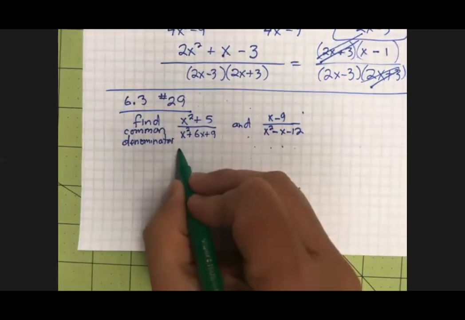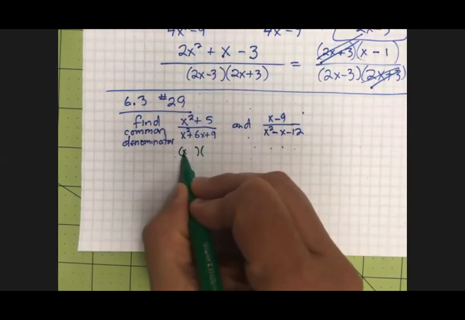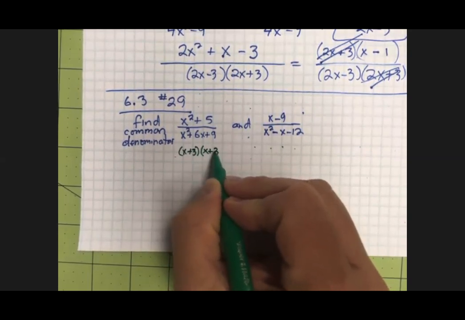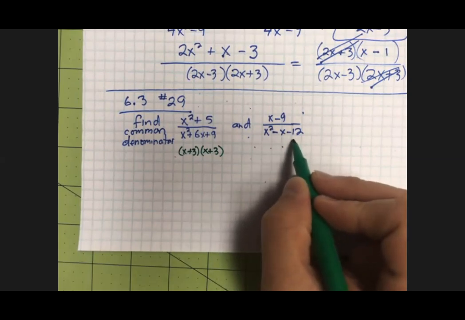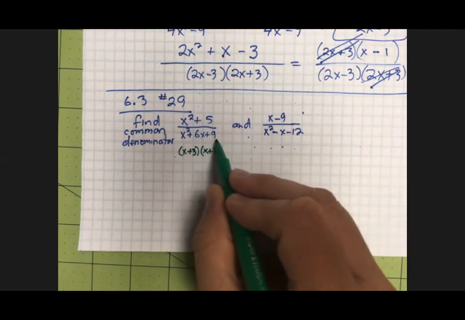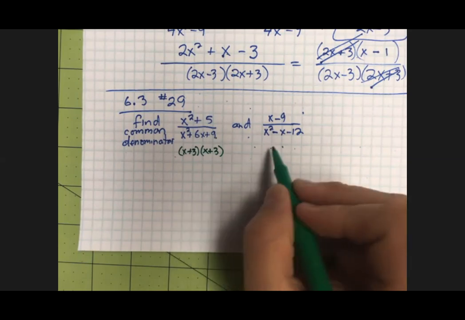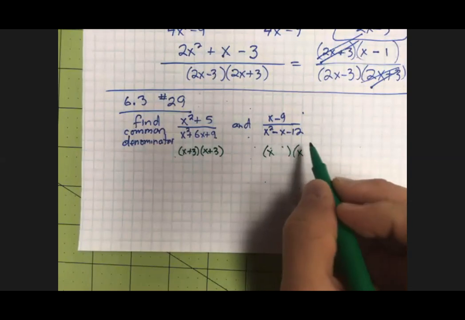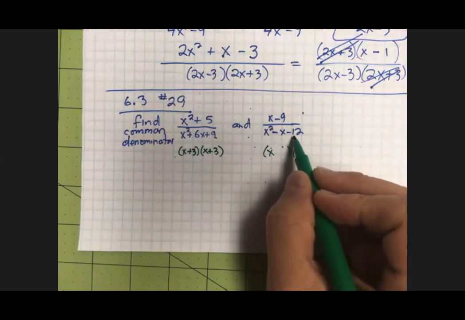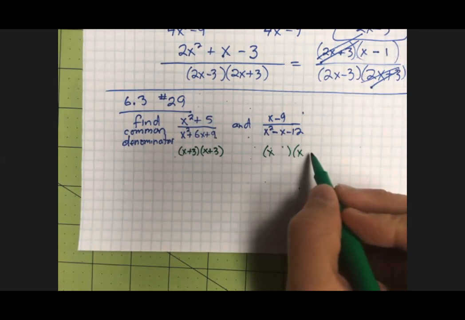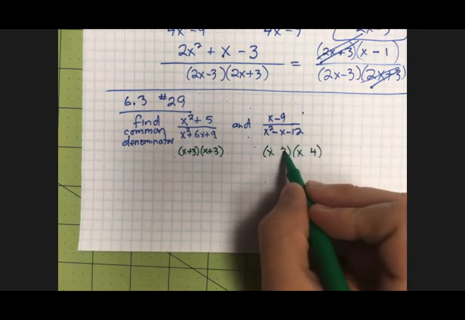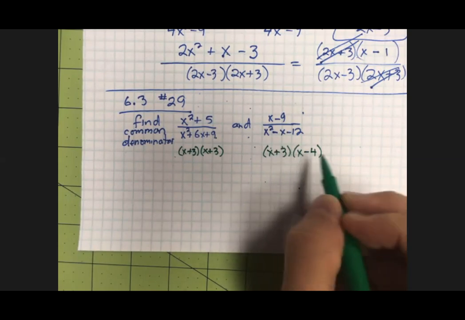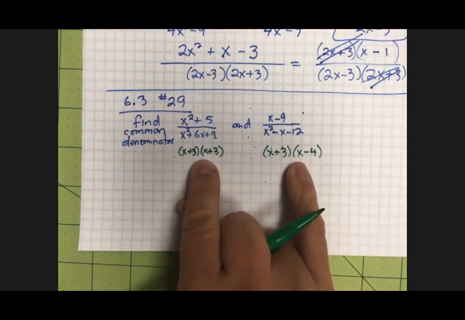So let's factor these two denominators. x plus 3, x plus 3. Saw that one pretty quick because of the 9 and the 6. Let's try this one. x, x. 12 could be 4 times 3. 4 and 3 differ by 1. That sounds promising. Minus x in the middle means minus 4x plus 3x. Here's the two factors.